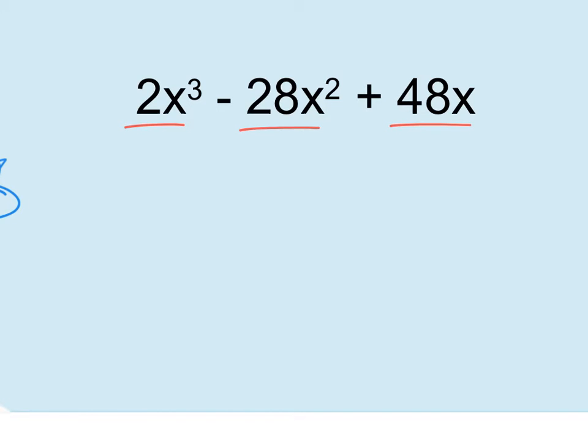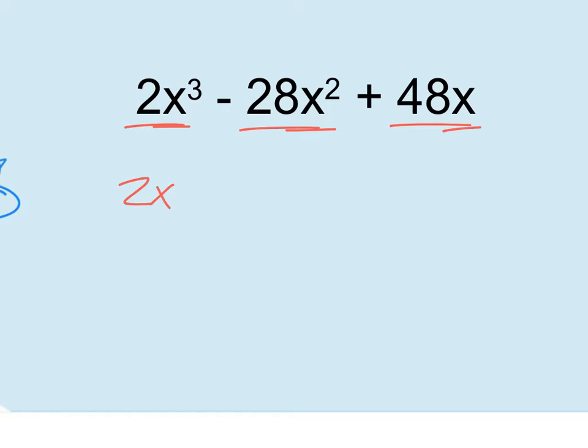And yes, I think we can. Not only a number, but a variable. 2x to the third minus 28x squared plus 48x. All those terms are divisible by 2. So I'm going to pull out a 2, and they all have an x, at least one x in common, right?